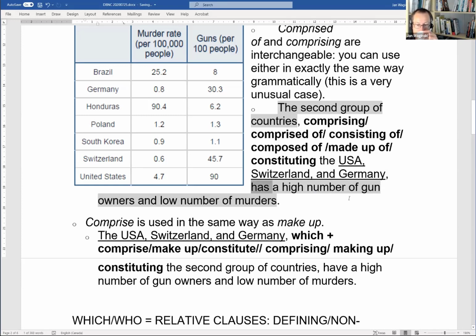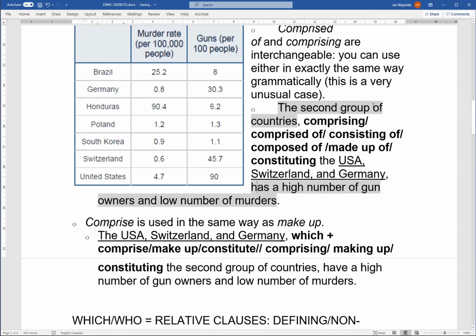Great question. Because it's relative to the first sentence, the second group, not the groups. Exactly. And a very common mistake is to think that countries is the subject of the verb has, but it's not. In these long subjects, you have to look at the beginning of the subject to see whether it's singular or plural. In this case, group is the subject, not countries. Group is singular. So group has.